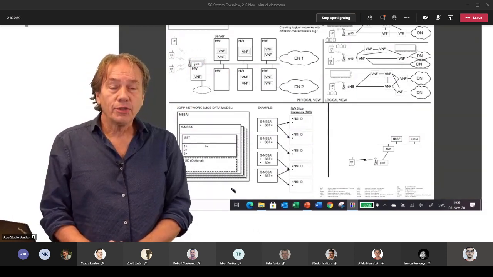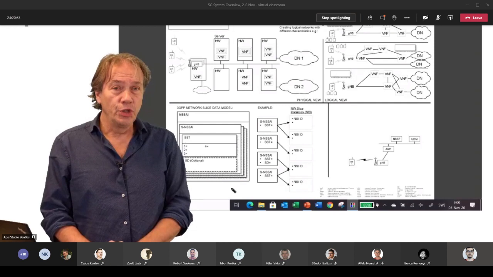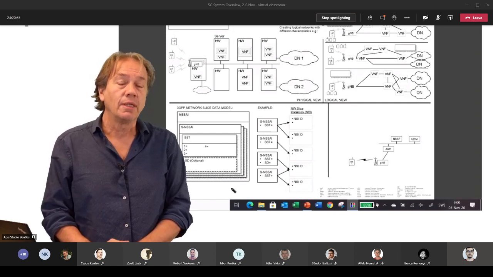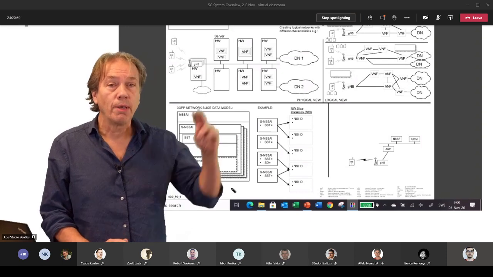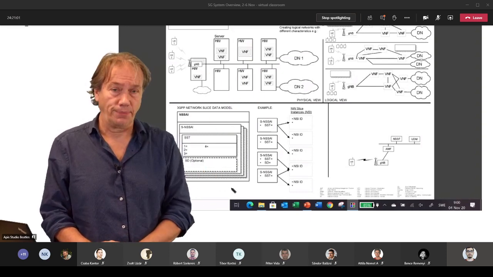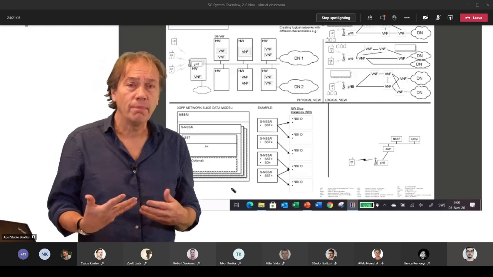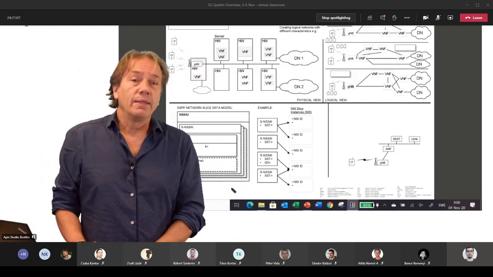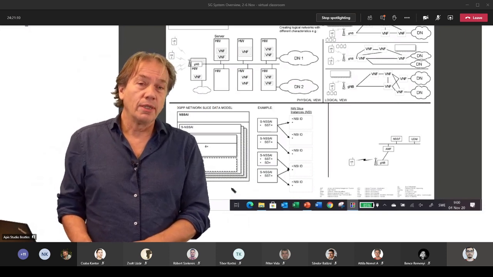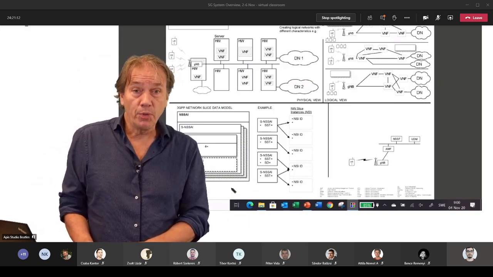So today there are two topics. I think that's my plan, at least. We will talk about network slicing in a little bit more detail than we have talked about previously. And then we will discuss edge computing.